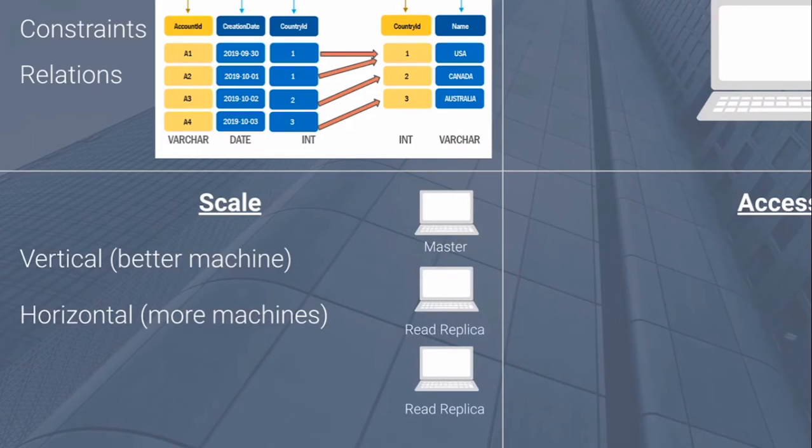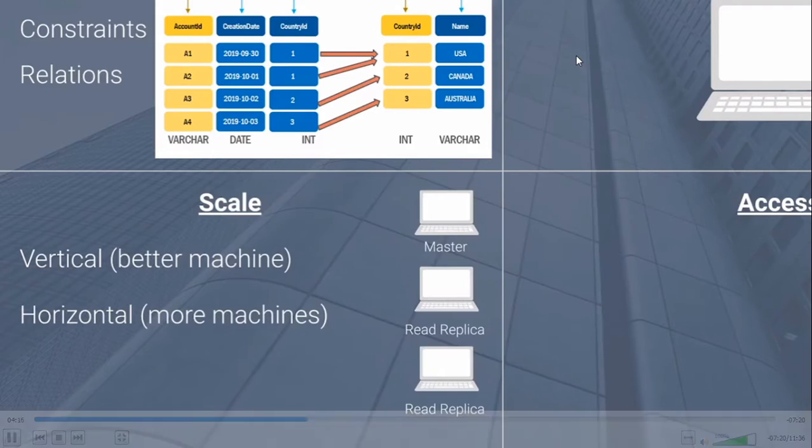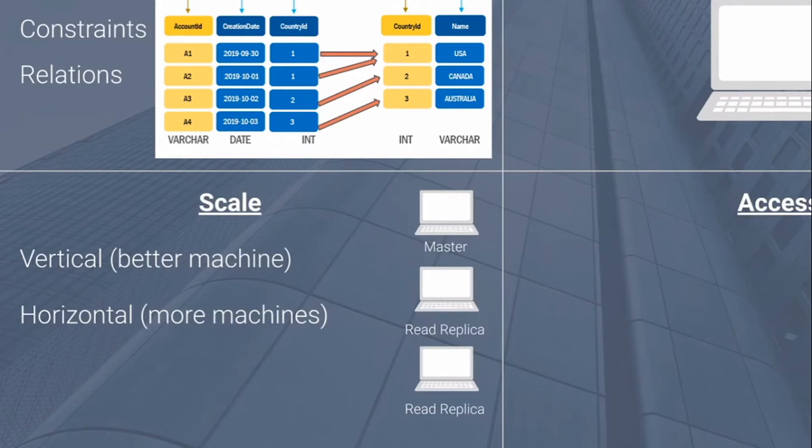So when traffic is coming in, not only can that traffic read off of your master, but it can also read off of your read replicas. So what this allows you to do is to offload some of the pressure from the initial master node onto read replicas so that you can ensure optimal performance on your database.